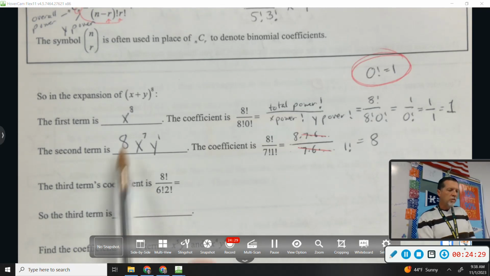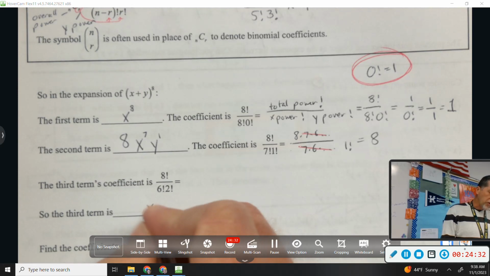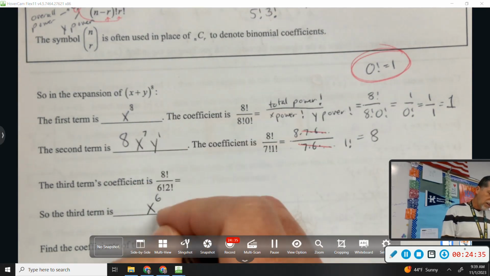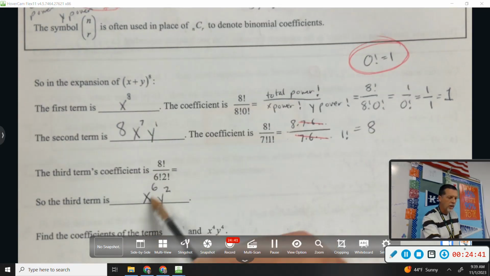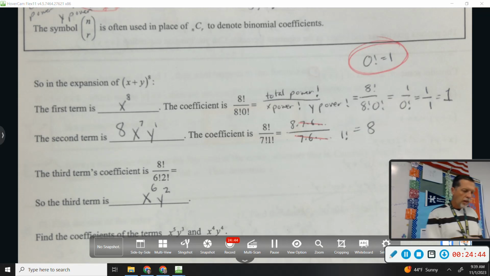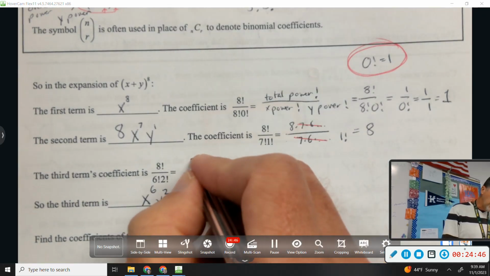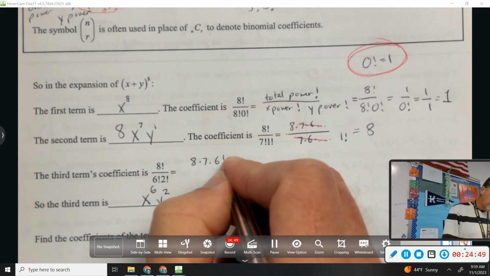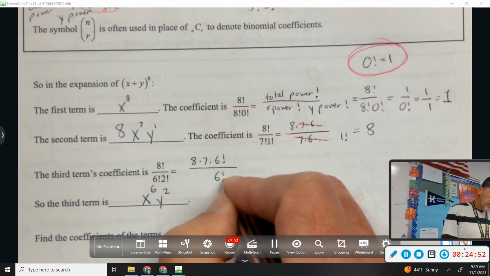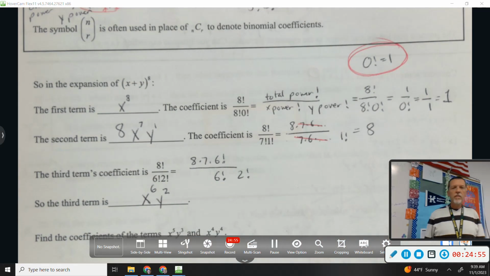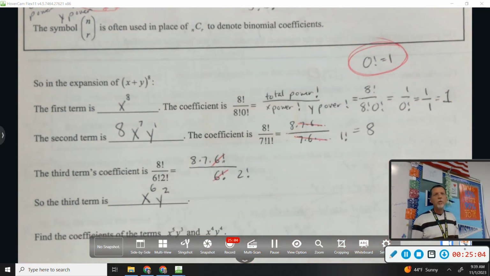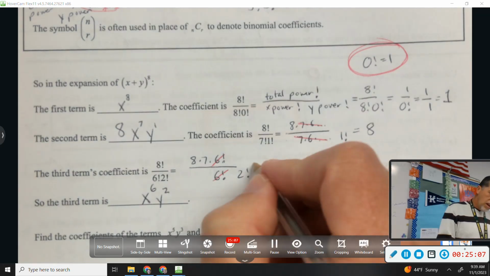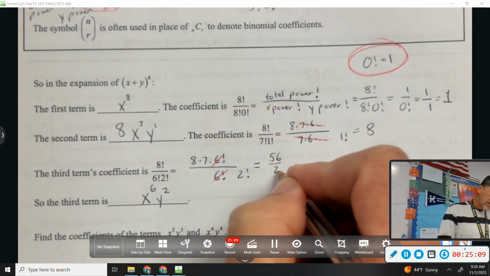Like the third term. I don't know what the third term is. Well, I do know what the powers are. 8, 7, 6 and 0, 1, 2 for x and y powers. Right? So the x's are going down, the y's are going up. And then that coefficient is going to take a little bit more work here. 8 times 7 times 6 factorial over 6 factorial, 2 factorial. I wrote them sort of offset to emphasize that the 6 factorials will cancel. So 56 divided by 2 is 28.